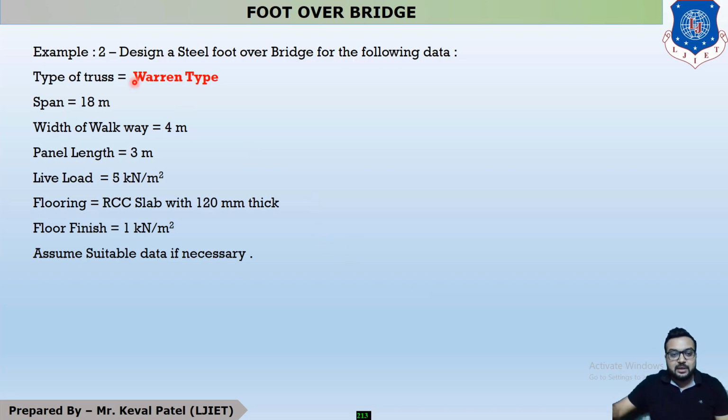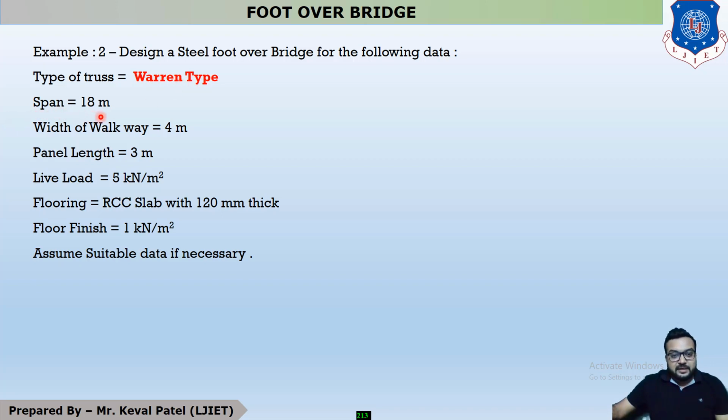Our second example is the design of a steel foot over bridge for the following data. The difference between example number 1 and example number 2 is in the type of truss arrangement. There are 90% similarities between example number 1 and example number 2. Only some load distributions are different in this example. So let us quickly revise some similar portions. The type of truss is Warren type. In the first example, we discussed the N type of truss.